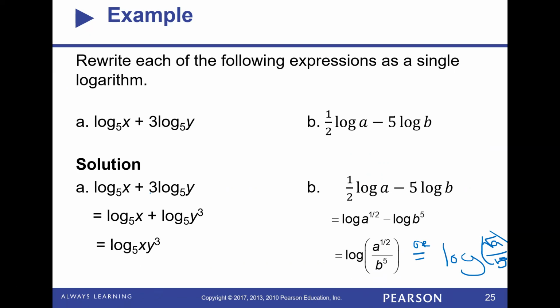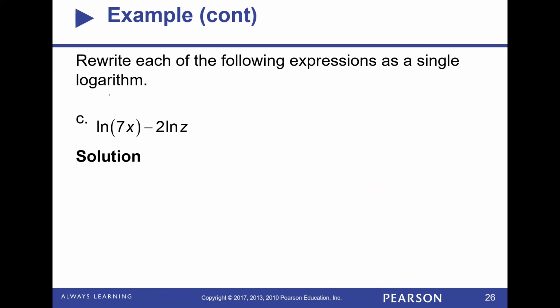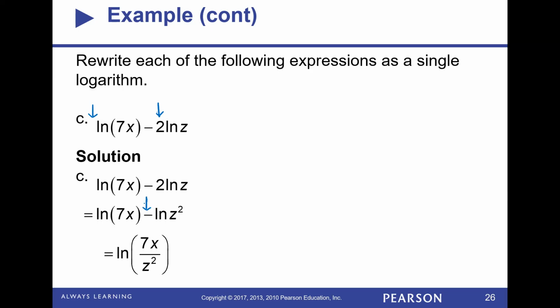Okay, let's try again. Start by looking at what's in front of the logs first. In our case here, this isn't a log, it's a natural log, but the same rules still apply. Remember, natural log is nothing more than log base e. So we start by taking that 2 and pulling it up. Now we look at what's in between, and it's a minus sign, so we divide.